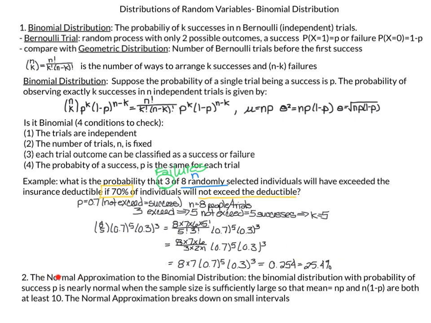The second topic we had is the normal approximation to the binomial distribution. So the binomial distribution with probability of success p is nearly normal when the sample size is sufficiently large. To determine if the sample was sufficiently large, we calculated the mean, np, and we calculated n times 1 minus p, and found that both were at least 10. The other thing in our example is we had a range of values. It was like over 40 values. So the normal approximation breaks down on small intervals. So if your range is like 2 or 3 intervals, you just need to calculate it as we did, using this formula for the 3 or 4 values, because the normal approximation needs to be done on larger intervals.